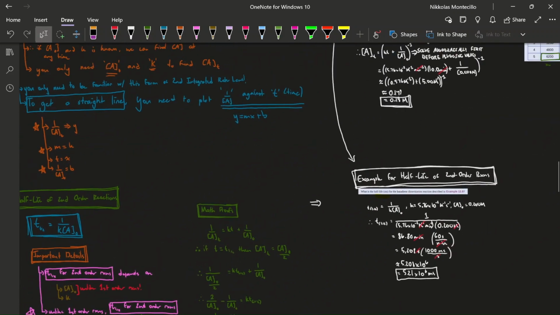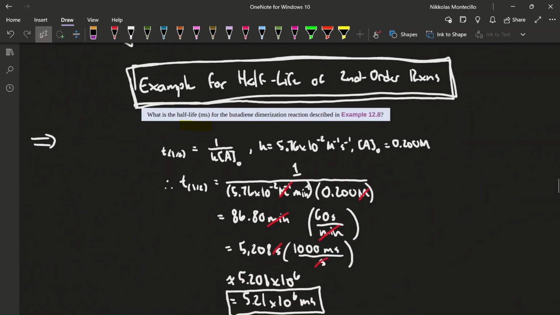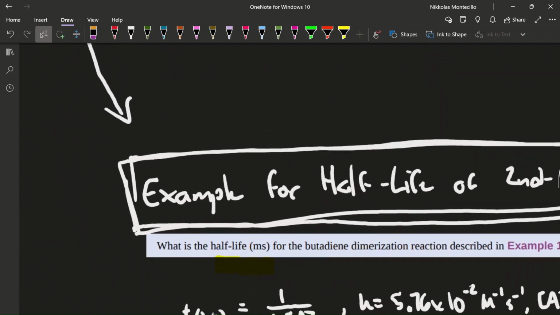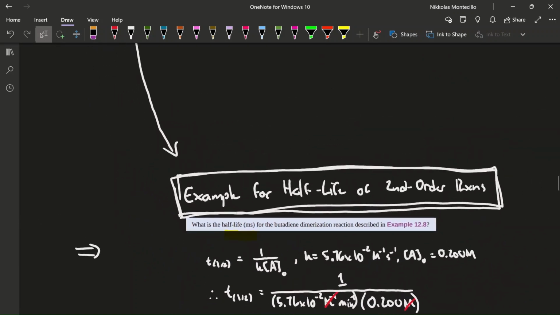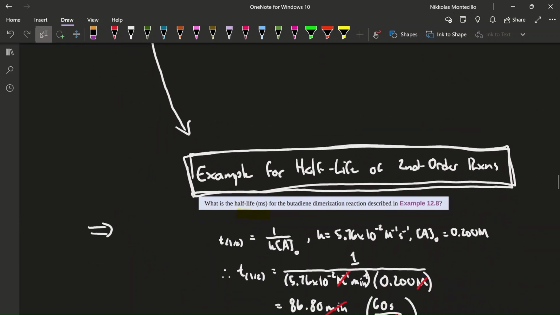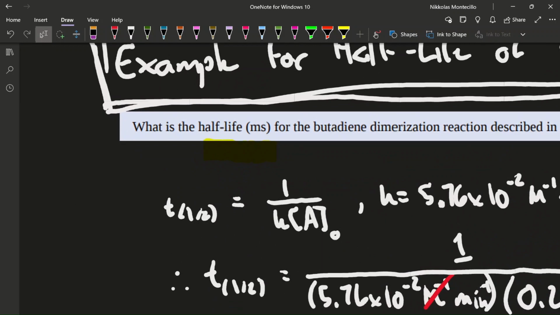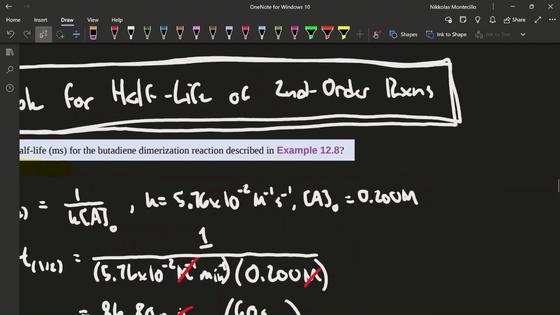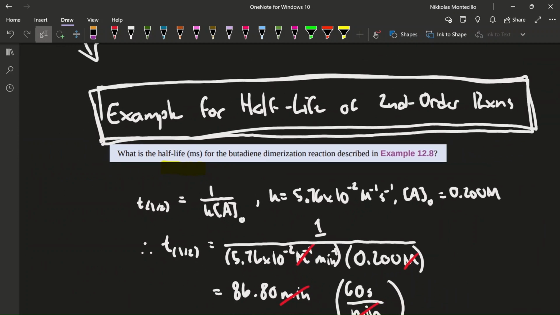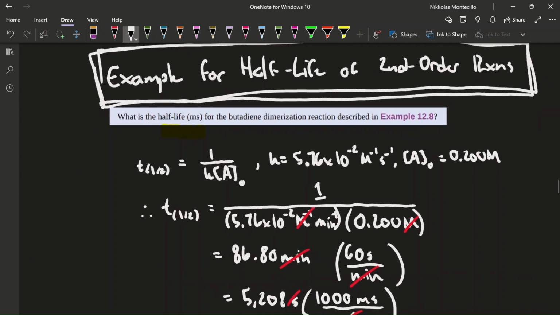With this in mind, let's go through an example for half-life of second-order reactions. What is the half-life for the butadiene dimerization reaction? Remember the initial values here, where the half-life equals 1 over k times the initial concentration. k is equal to 5.76 times 10 to the negative 2 inverse molar concentration per second, and the initial concentration equals 0.200 molar concentration. Both of them have 3 sig figs. Let's remember that. So just plug in the values and see what happens.